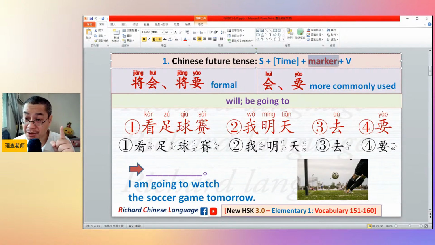And we also need a marker for the future tense in Chinese. In English, the marker would be will or be going to. And in Chinese, we also need a marker to express the future tense. These markers are the key point we're going to introduce later. Then directly we need a verb, just like in English. Subject plus time adverb plus a marker like these words, and then we need a verb.